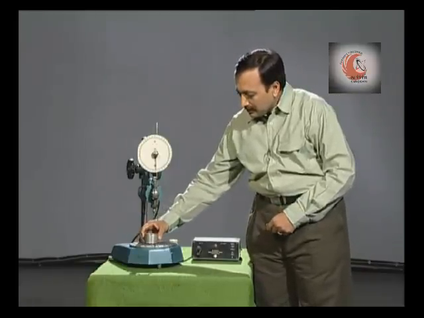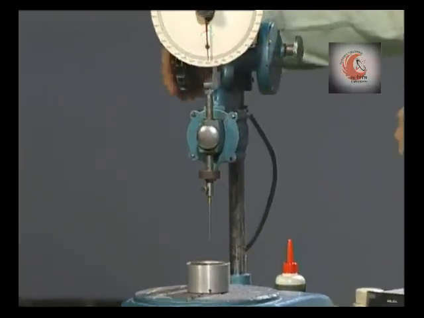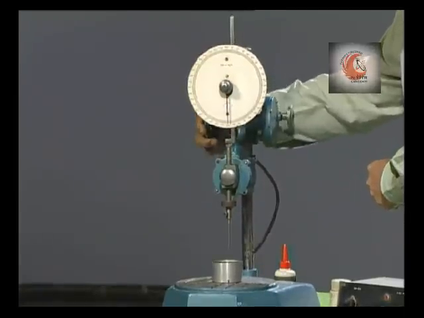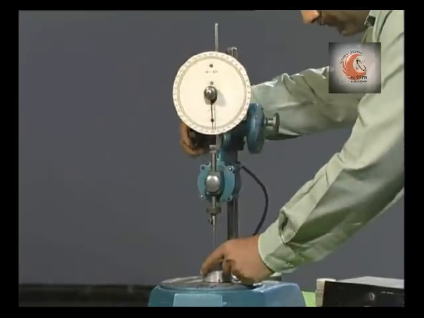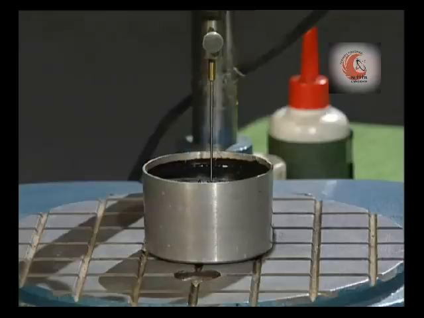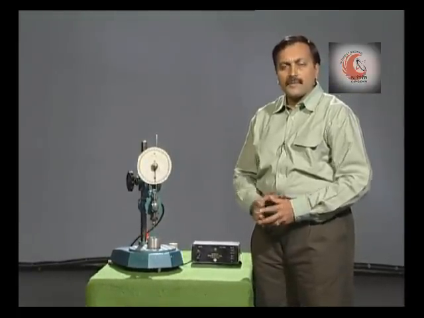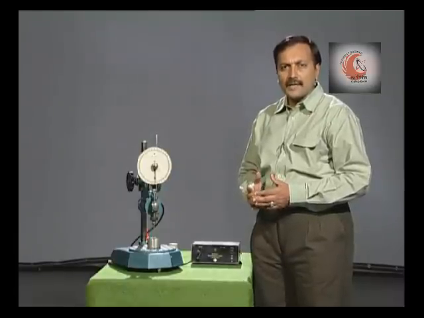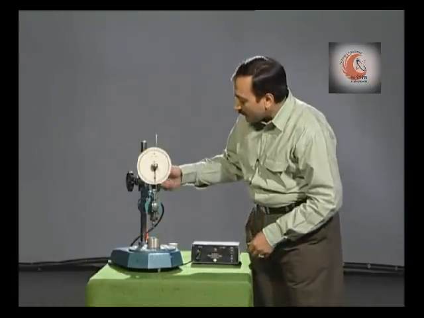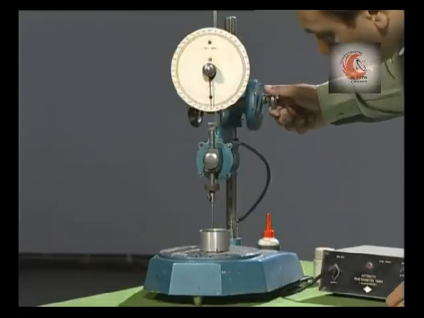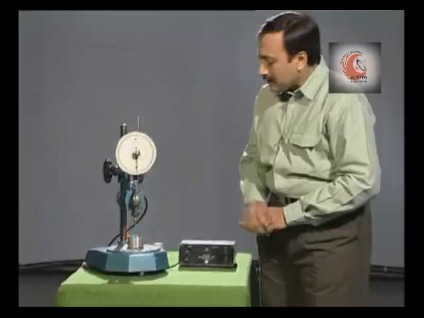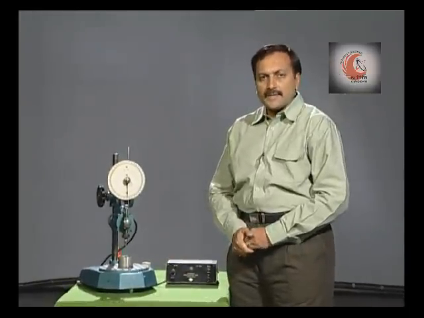Now place the sample below the needle and bring the needle in contact with the top surface of the sample. Now this is quite an important step because we must ensure that the needle should just be in contact with the surface and does not penetrate initially. To do that, we use the fine adjustment screw and observe that the image of the needle and the tip just coincide. Now the sample is ready for testing.